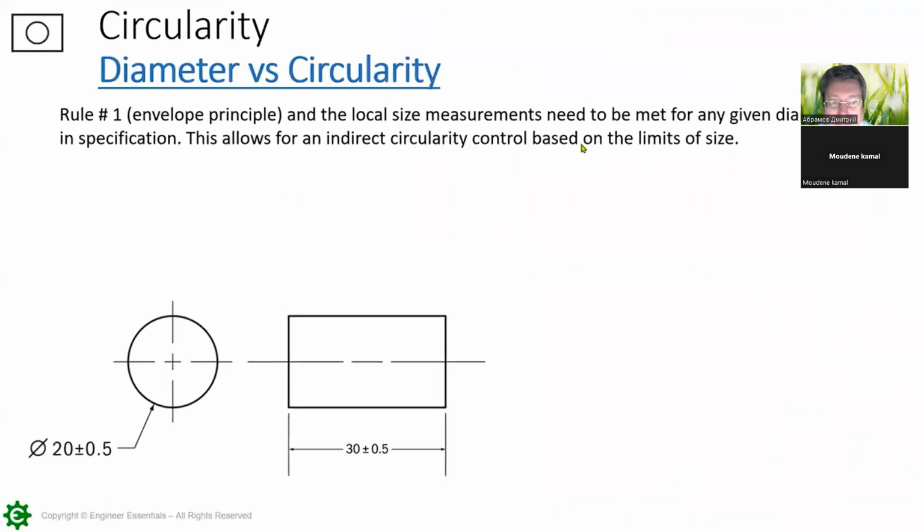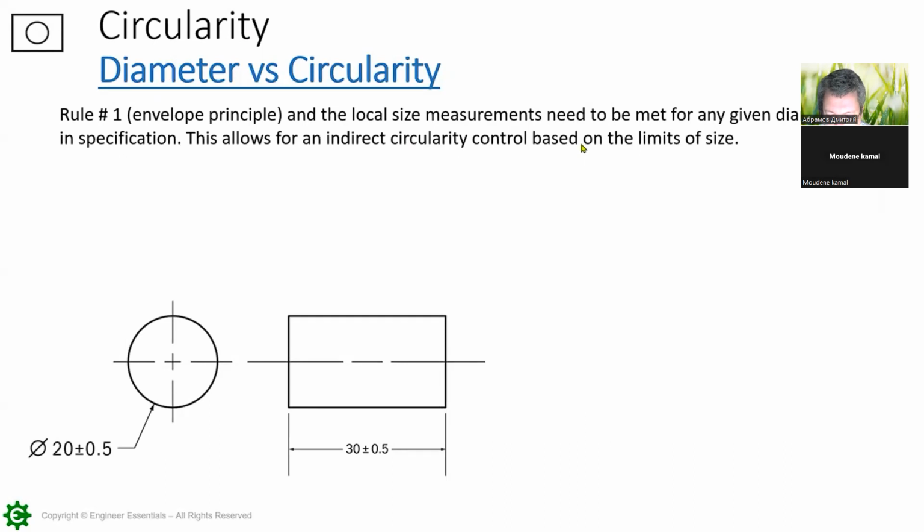Circularity. So diameter versus circularity. On here, I'm going to show you what it is based off of rule number 1. There is no circularity called out on here, but we do have a size dimension down here in the lower left-hand corner of this little drawing example that we use for circularity in our course. The size or the diameter is 20 millimeters, plus or minus 0.5. And this does establish a maximum material condition of 20.5.